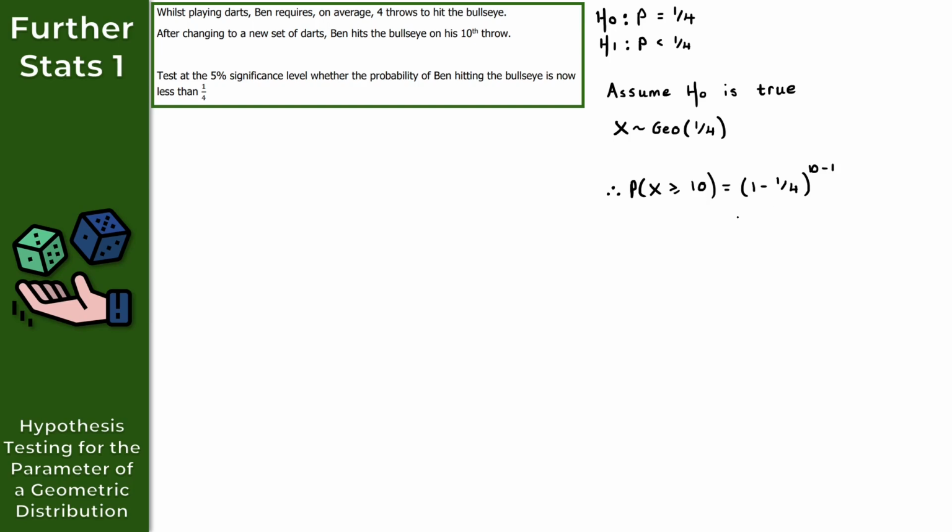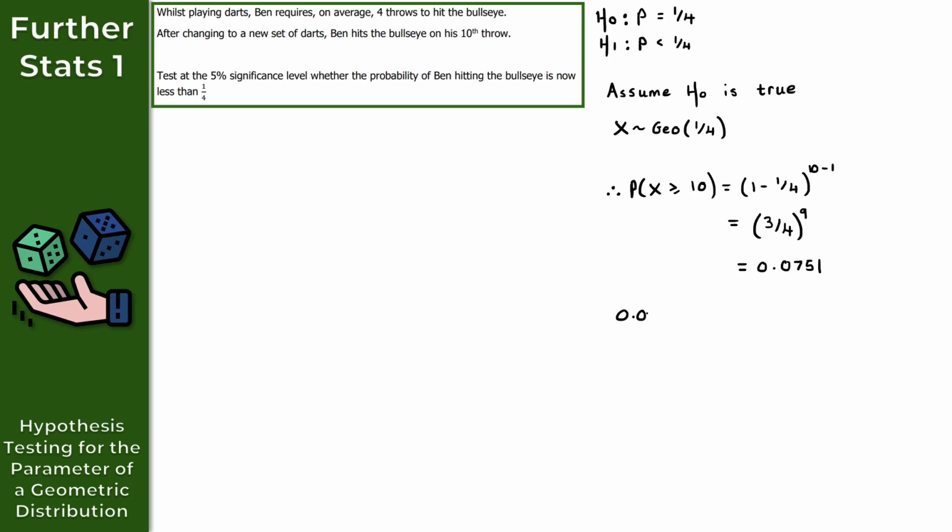From here, all we need to do is simply use our calculator to evaluate this probability. So this would simply be 3/4 to the power of 9. Like I said, just use your calculator to evaluate this probability, and if you do this correctly, what you should find is you get 0.0751. Now what we're going to do is take this value, the test statistic, and compare this to our significance level.